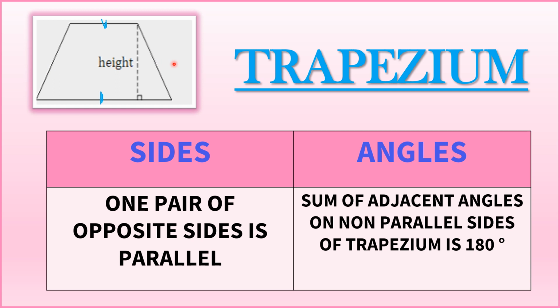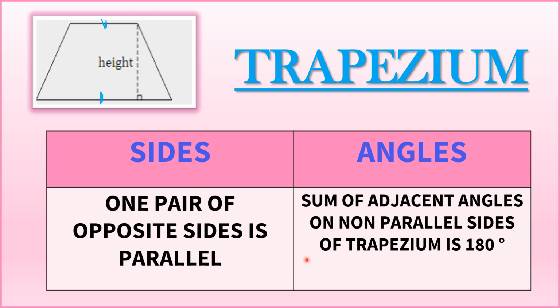And if we talk about the angles of a trapezium, then the sum of adjacent angles on non-parallel sides of a trapezium is 180. Adjacent angles on non-parallel sides. Okay, so this is a non-parallel side. So this angle and this angle, their sum is 180. This angle and this angle, their sum is 180.